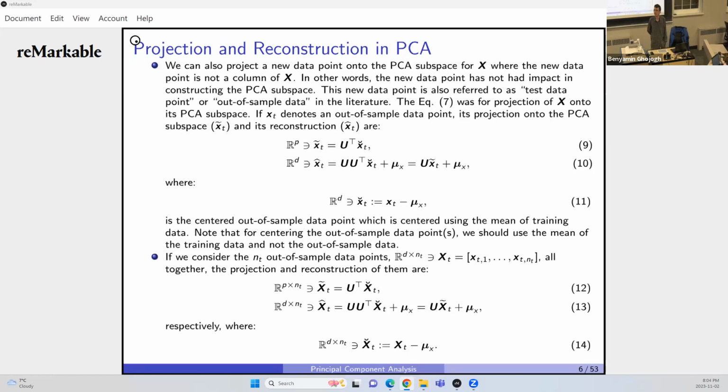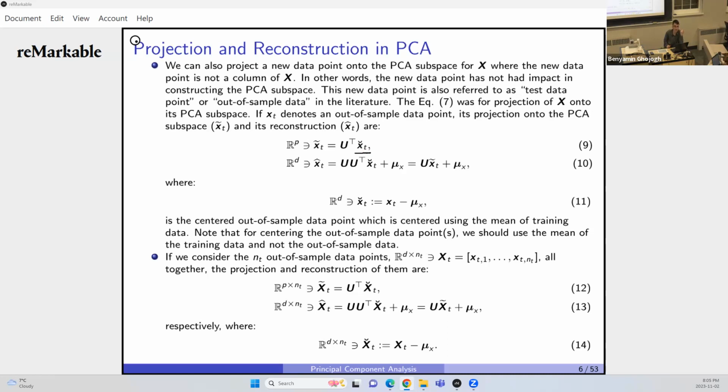Now, what if we have a new test data point, which is not used in the training phase? This test data point is also called out of sample data in machine learning. Out of sample data means test data, not used in the training. So I denote it by xt. Now I calculate xt breve. What is xt breve? I have removed the mean, right? But what do I mean that I have removed the mean? xt minus what? Mean of what? That's important. Mean of training data.